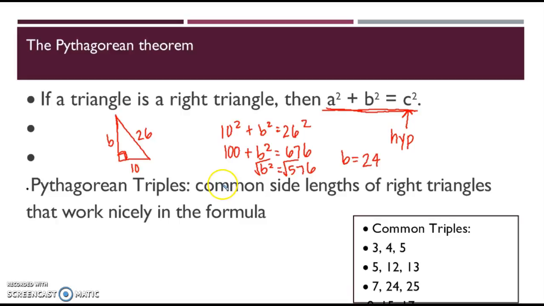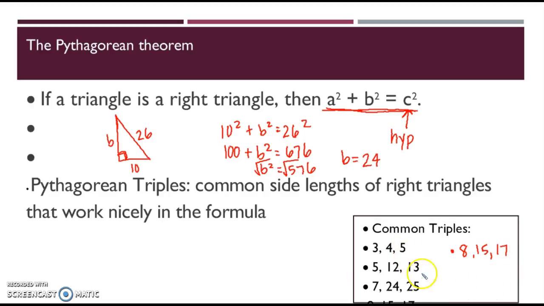Okay, we have something called Pythagorean triples, which is just common side lengths of right triangles that work nicely in the formula. So if you recognize a Pythagorean triple, you don't even have to think about plugging it in. You just think about how the sides relate to each other. Some common ones are 3, 4, 5; 5, 12, 13; 7, 24, 25. There's another one down here that got cut off, and that one is 8, 15, 17.